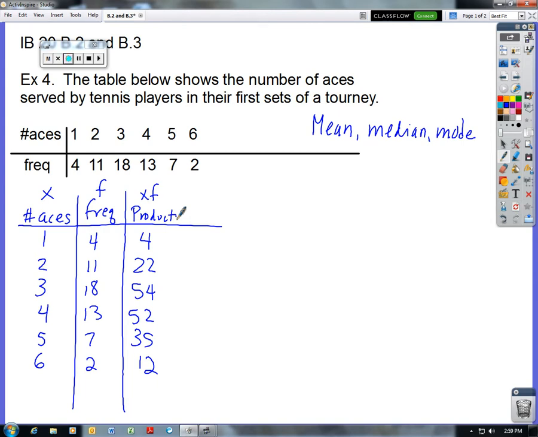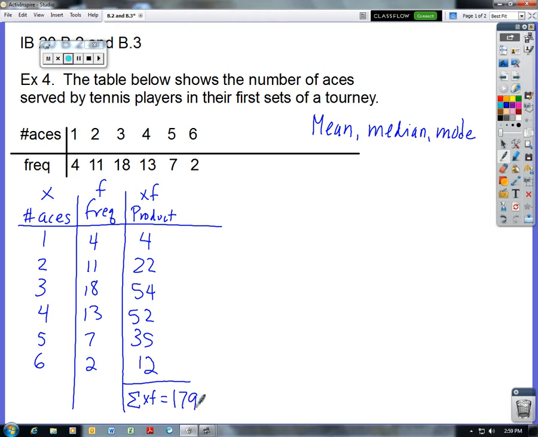Because normally to get the mean, you would add 1 plus 1 plus 1 plus 1. Well, that's 4. You'd add 2 plus 2 plus 2 11 times. That's 22. So that's why you're doing the product here. And then when we find the mean, we need to add all of these up to get the total. That's the summation of the XFs. And when you add all those up, which I did ahead of time, I got 179.